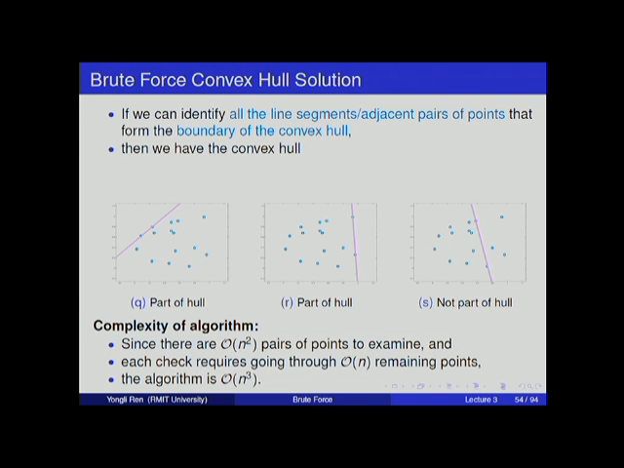And for each of those pairs, we need to check whether the rest of the nodes are on one side of this line or not. So basically, you need to go through another n remaining points. We start from here, we get a comparison with n, we pick up another node, I get another n minus 1. So you will get n squared possible pairs. And then for each pair, you get a line, and you will check whether the rest of the data points are on one side of that line or not.